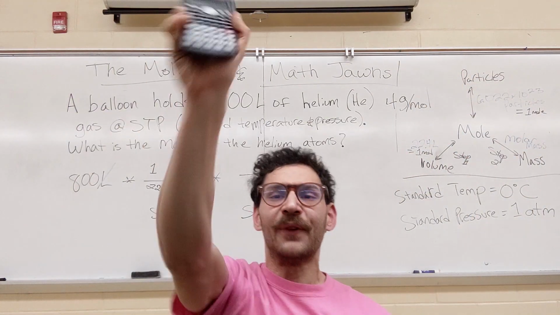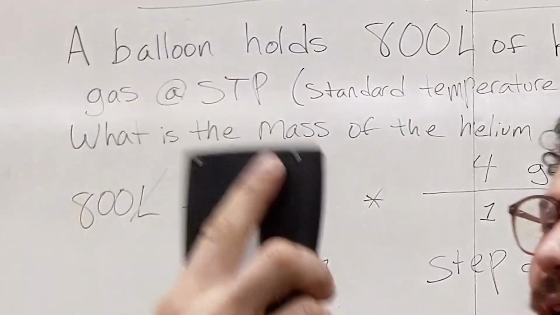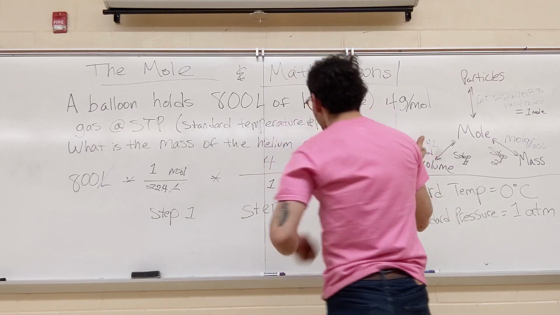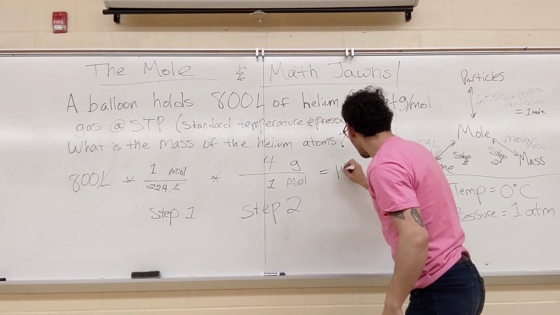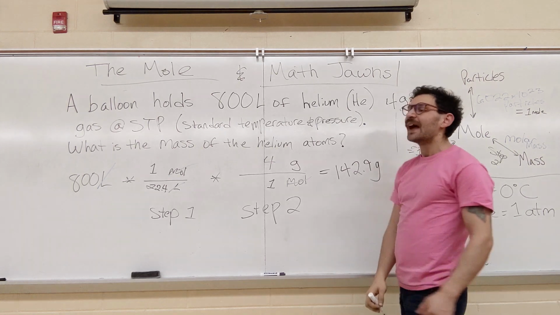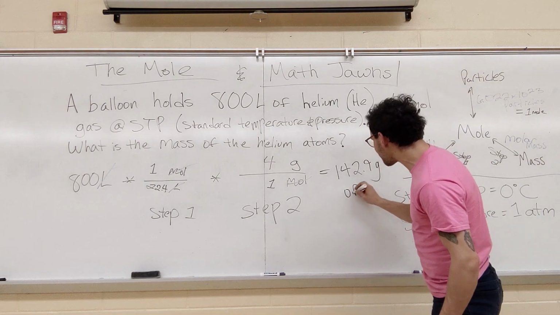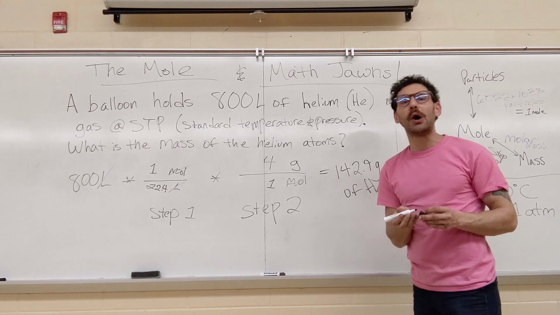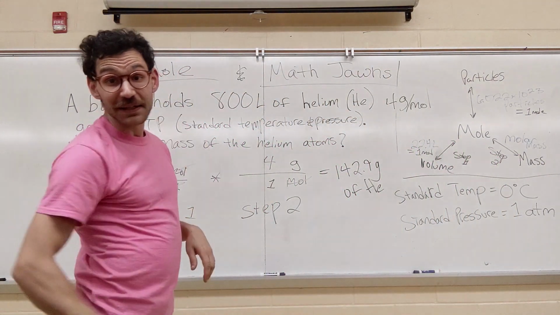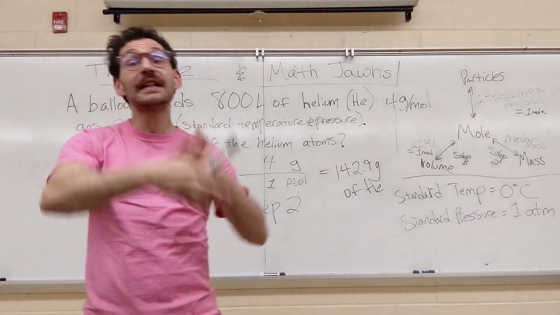Back to life. The answer comes out to 142.85. Super cool. We know that this sample is going to have a mass of 142, let's round that up to 143 grams. It's nice when we're doing mole problems to specify what chemical we're talking about, so that's 143 grams of helium. It's nice for your instructor. It's nice for you. It's nice for the world.